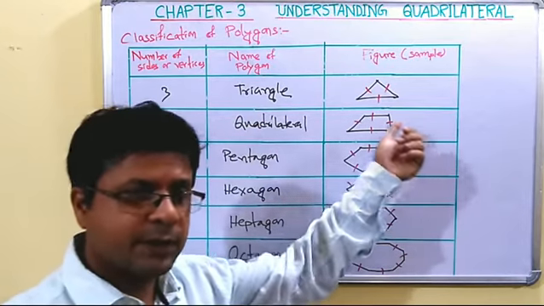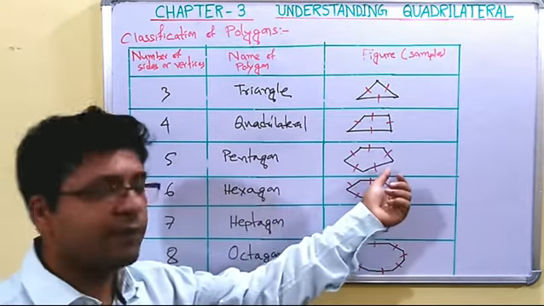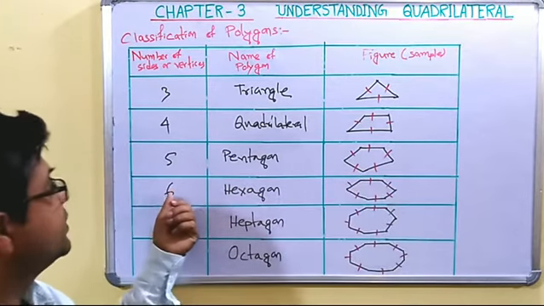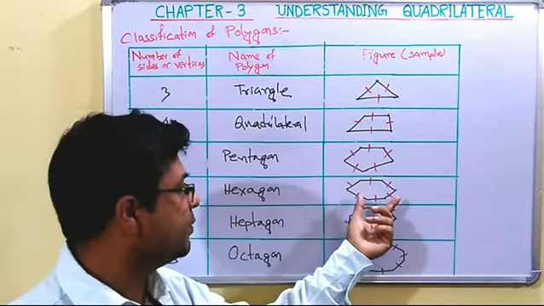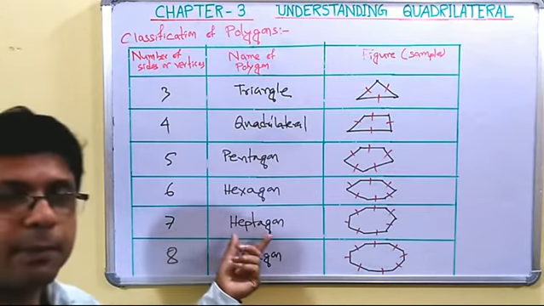There are 4 sides. When the number of sides is 5, it is called pentagon. There are 5 sides. This is a sample figure. Always the figure may differ. Okay, if there are 6 sides, the figure is called hexagon. This is the sample figure. 7 sides or 7 vertices, heptagon.